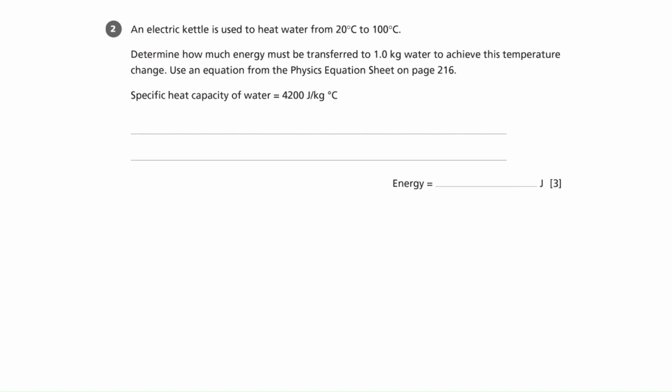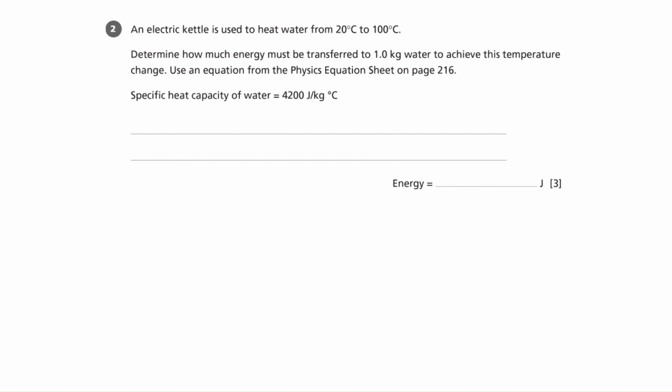Question 2. An electric kettle is used to heat water from 20 degrees Celsius to 100 degrees Celsius. Determine how much energy must be transferred to 1.0 kilograms of water to achieve this temperature change using an equation from the physics equation sheet on page 216.